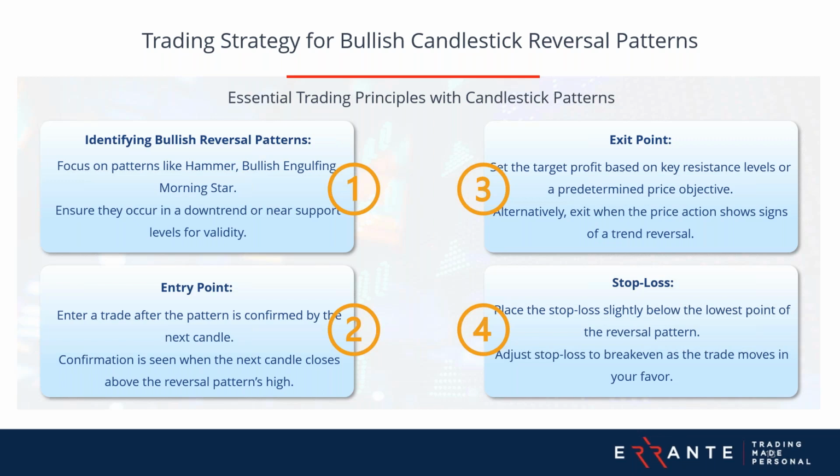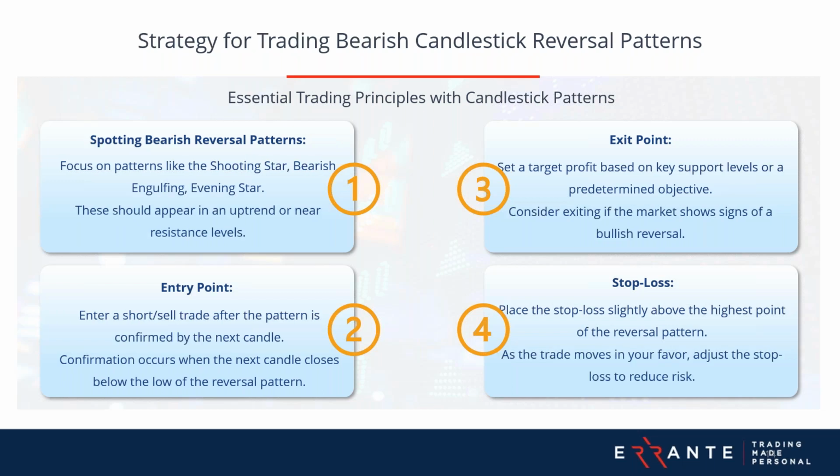So in summary, this trading strategy revolves around 3 key aspects: identifying the right pattern in the correct context, entering the trade upon pattern confirmation, and managing your trade with a clear exit strategy and a prudent stop loss. Remember, successful trading is as much about managing risk as it is about identifying opportunities. We have this strategy for trading bearish candlestick reversals as well.